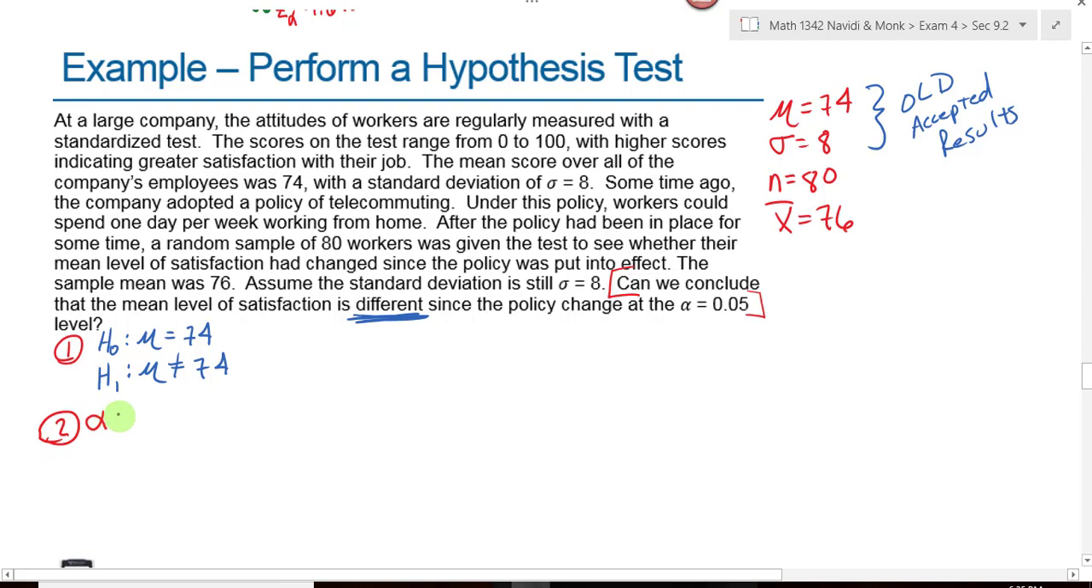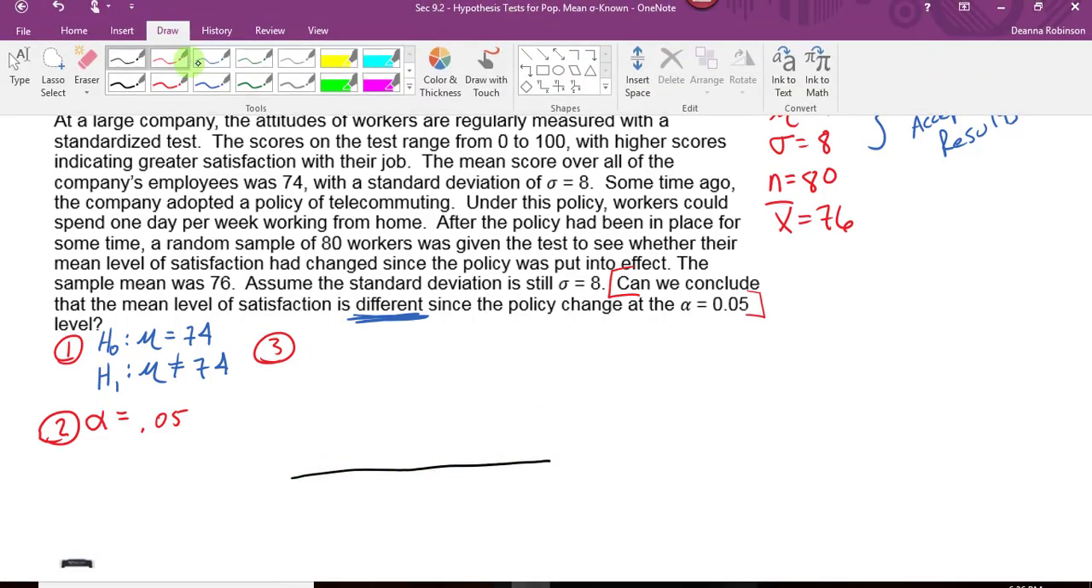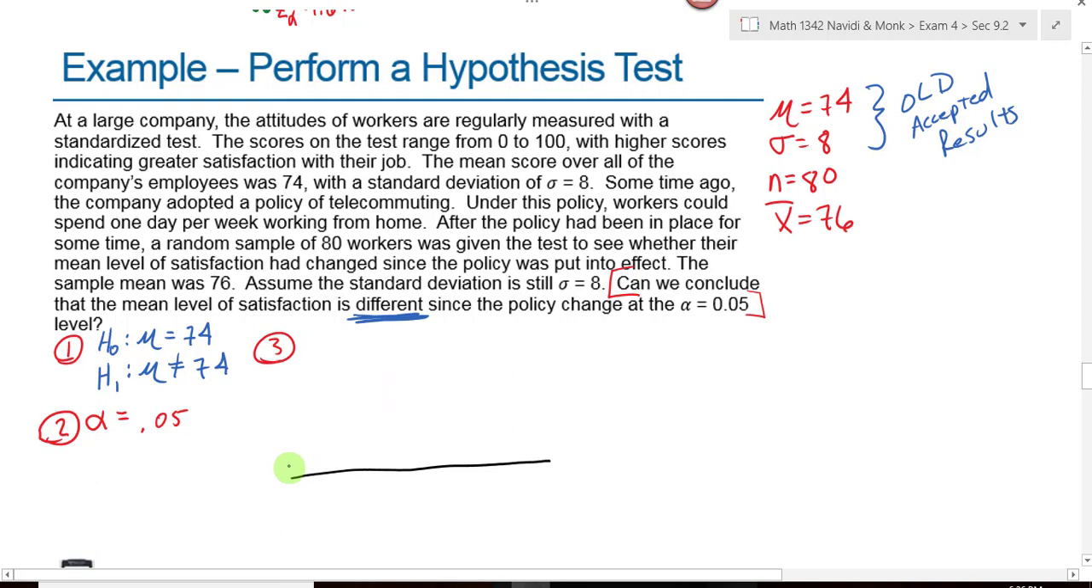Step 2 is identify your alpha level. What is alpha here? Step 3 will be to draw a graph. Because I'm using a normal distribution, I'll draw a graph that's symmetric and unimodal. Is this going to be a left tail, right tail, or two-tailed test? Two-tailed. So that alpha level of 0.05 gets evenly split over both tails. That means that this critical value down here is negative 1.96 and this critical value is positive 1.96.